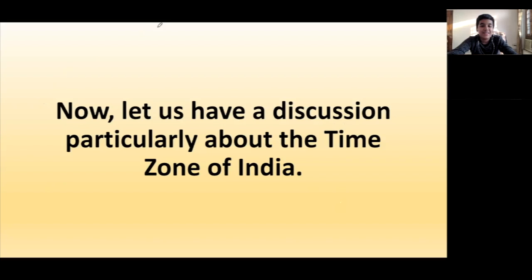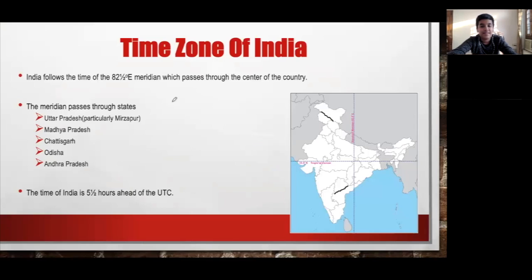Now, let us have a discussion about the time zone of India in particular. India follows the time of the 82.5-degree east meridian, which passes through the center of the country. So you can see on the map, this meridian is passing through the center, and this meridian is the 82.5 degree east.